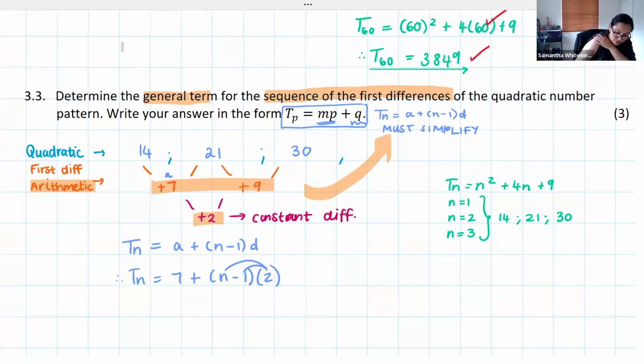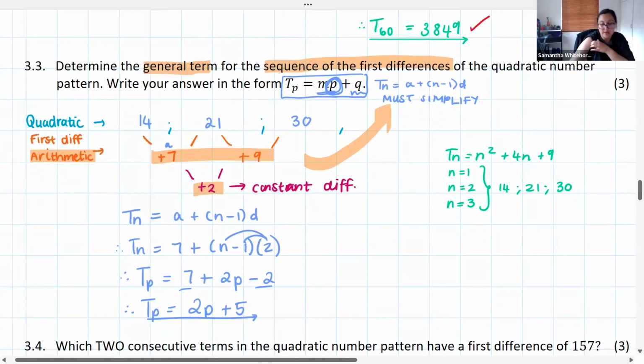I need to distribute. And remember, they're asking for my variable to be P. So in place of n, I'm now going to have T of P is equal to 7 plus 2P minus 2. 7 and negative 2 are like terms. So we subtract 2 from 7 and we get positive 5. So that's where I'm getting that formula from.